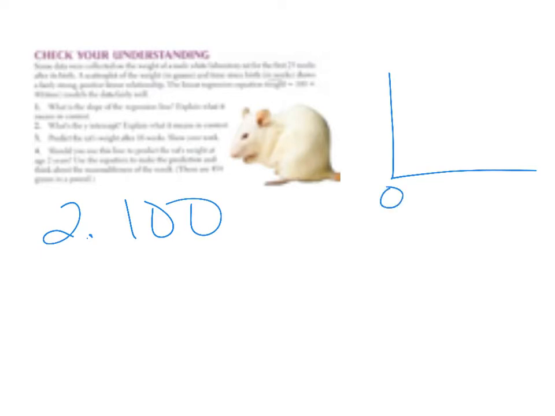Okay, so number 2, what is the y-intercept? Our y-intercept here in this equation is going to be 100. What does that mean in context? Our y-intercept is when x equals 0. Here's my x, here's my y. So when x equals 0, y equals 100. Let's put that here. We've got this strong positive linear relationship, so at 0 time, because this is weeks, the rat weighs 100 grams. Well, when it's born, right? So that would be 0 time.